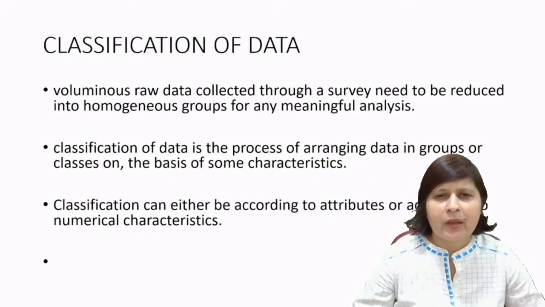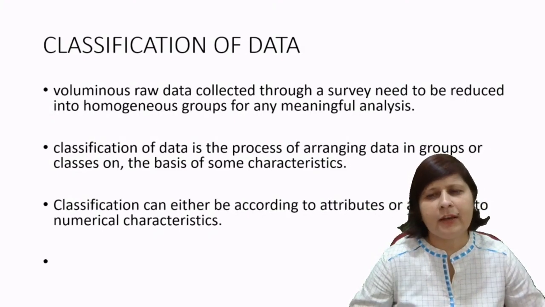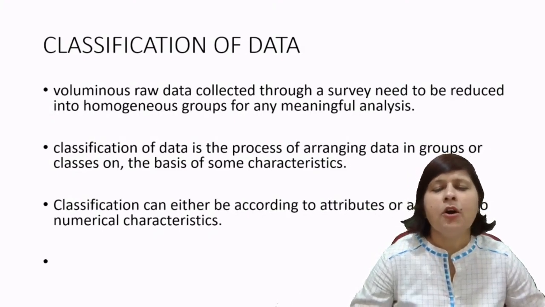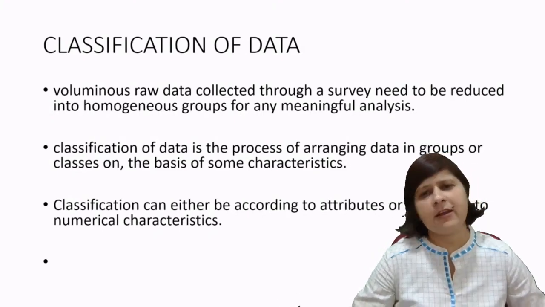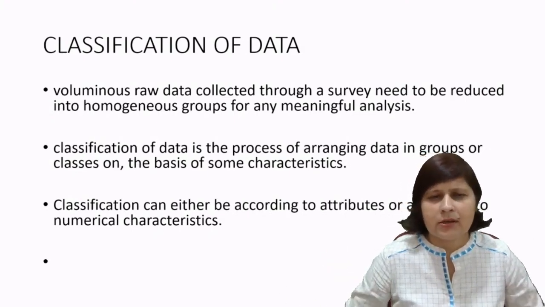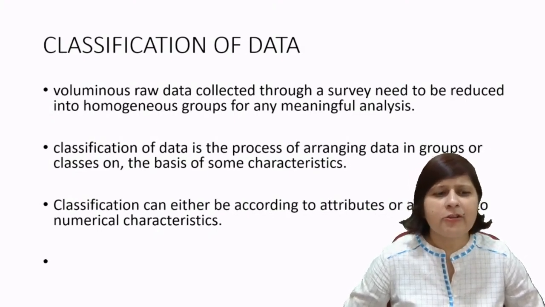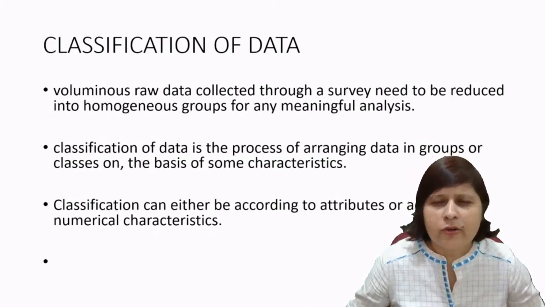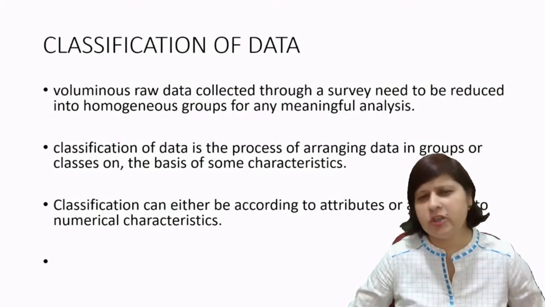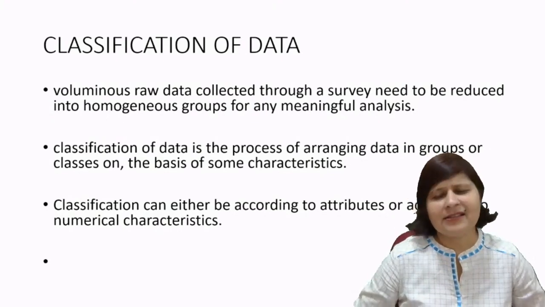Classification of data. Voluminous raw data collected through a survey need to be reduced into homogeneous groups for any meaningful analysis. When you get exhaustive responses, it is very important that you reduce your data into homogeneous groups, so that you can meaningfully analyze the data.